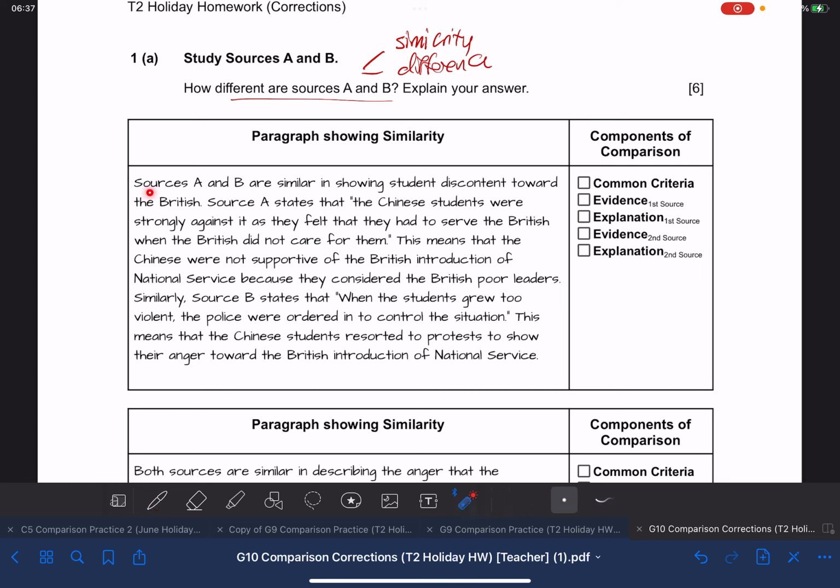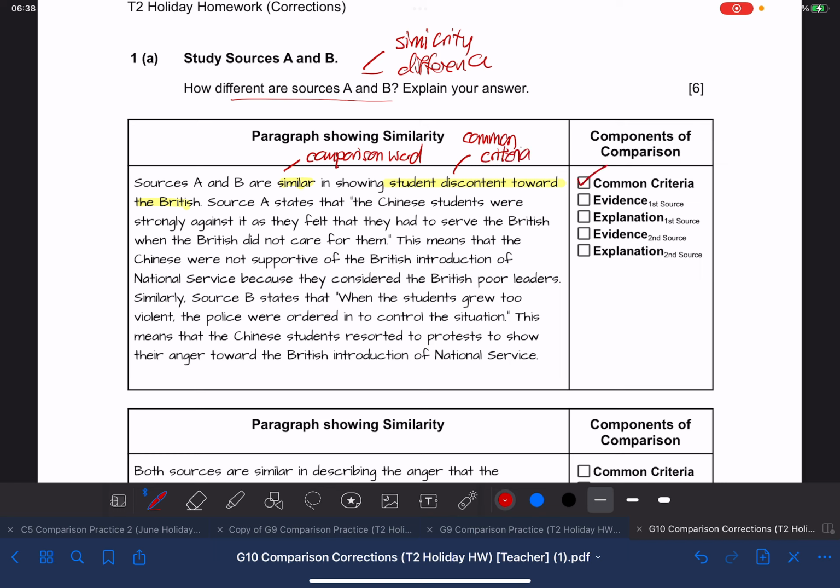Sources A and B are similar in showing student discontent toward the British. Okay, I like this. Student discontent towards the British, and they're telling me it is similar. What I'm seeing from here is your comparison word. That means you're telling me whether it's similar or different, and I'm seeing your common criteria. So very good. I'm going to take the common criteria.